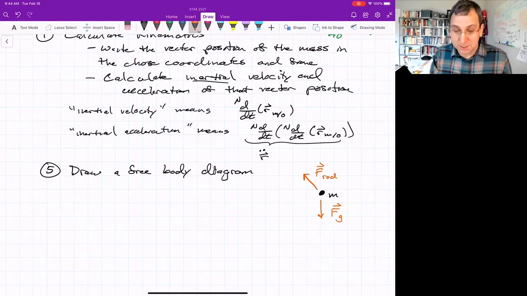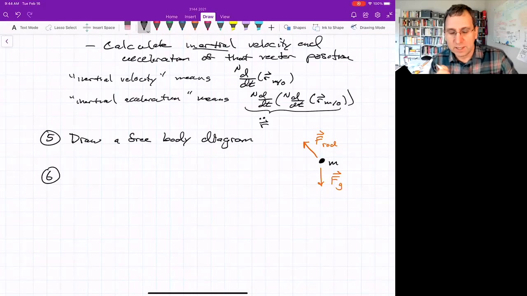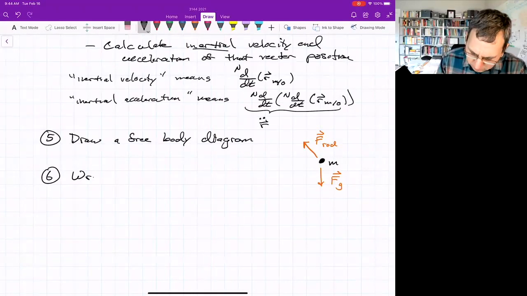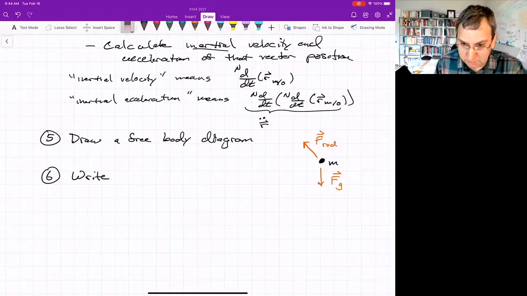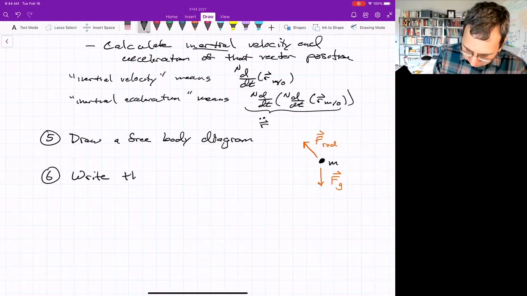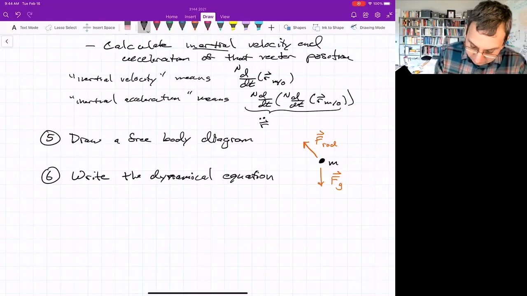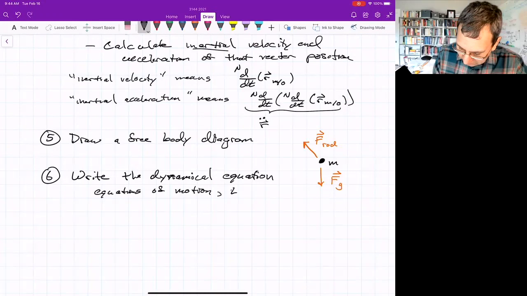Then you'd need to come up with expressions for those. Number 6 is write the dynamical equation. You might say, well, why aren't you just saying write Newton's laws? Because maybe you're not going to use F equals ma, you might use something else. So write the dynamical, or you might just say the dynamics equation. By this I mean the equations of motion, the EOM.